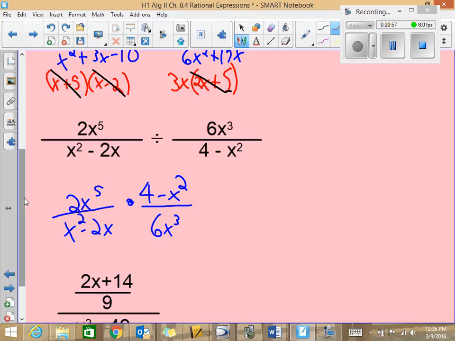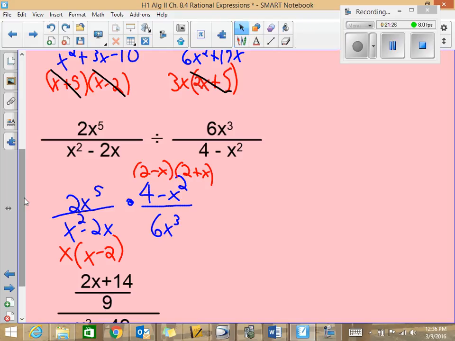Okay, so nothing on the top, right? 2x to the 5th stays. X squared minus 2x, what can we do? Take out an x, and we're left with x minus 2. Now, 4 minus x squared. 2 minus x, 2 plus x. Okay? And then nothing with x, 6x to the 3rd, right?